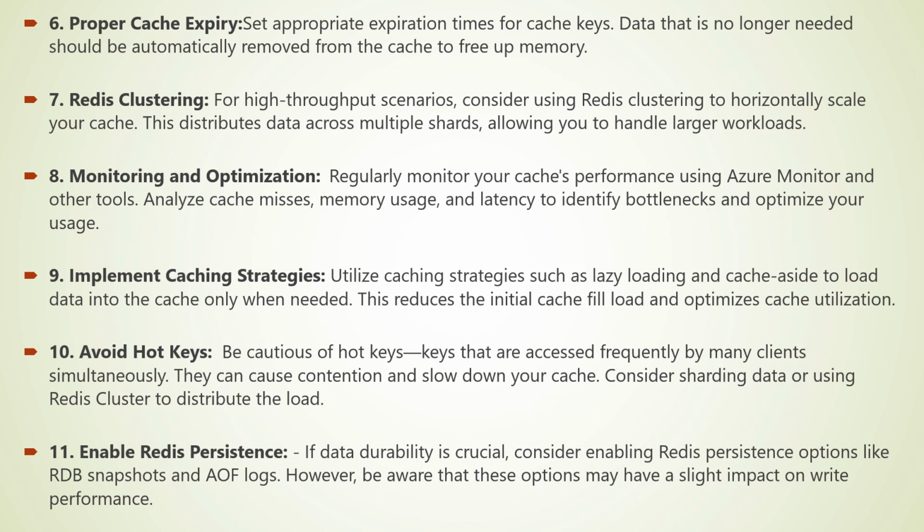10. Avoid hotkeys. Be cautious of hotkeys, keys that are accessed frequently by many clients simultaneously. They can cause contention and slow down your cache. Consider sharding data or using Redis cluster to distribute the load. 11. Enable Redis persistence. If data durability is crucial, consider enabling Redis persistence options like RDB snapshots and AOF logs. However, be aware that these options may have a slight impact on write performance.